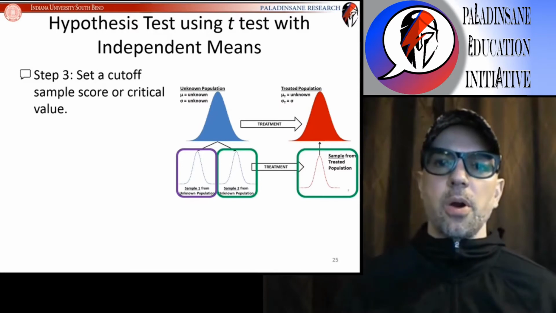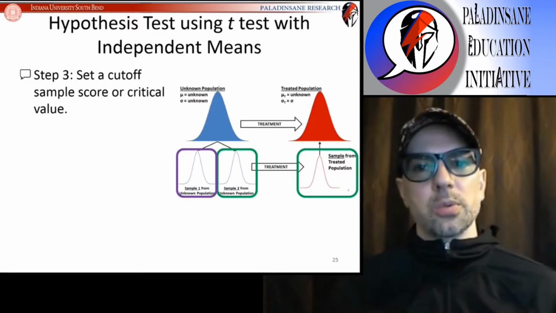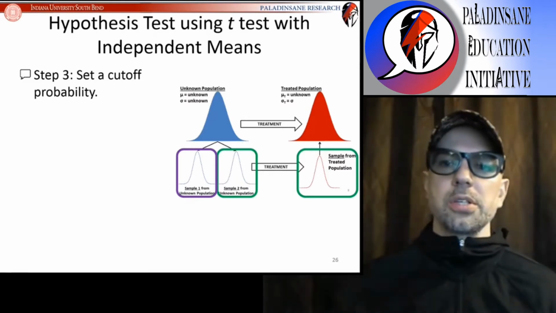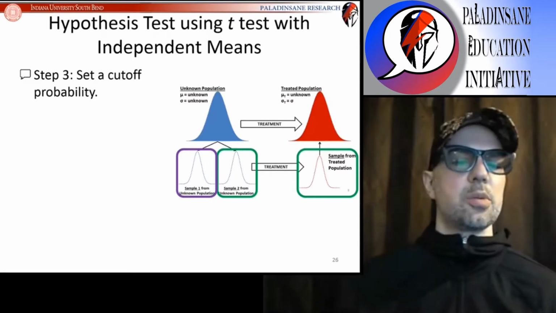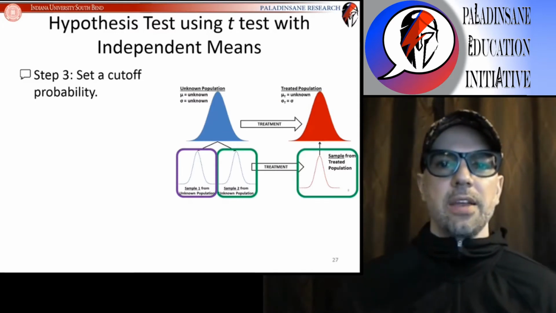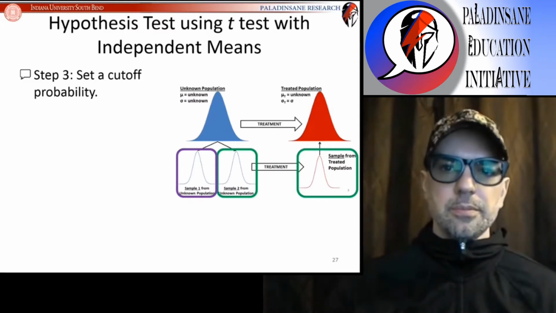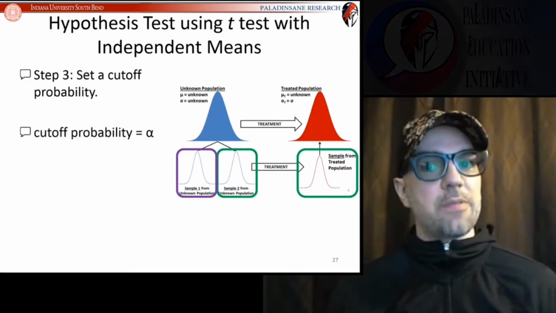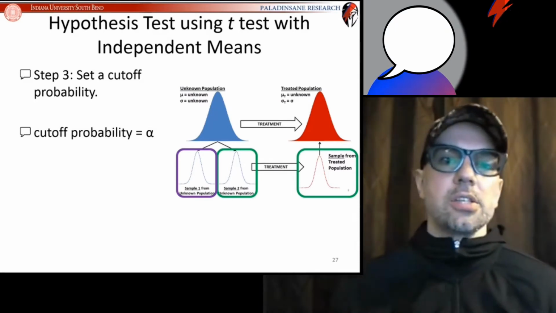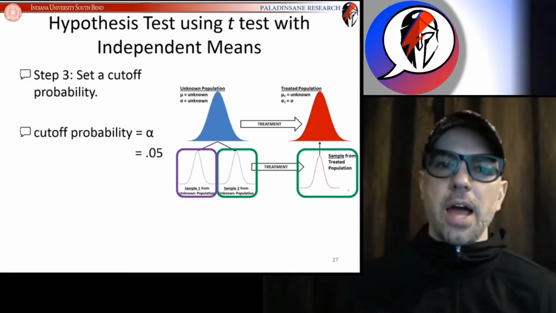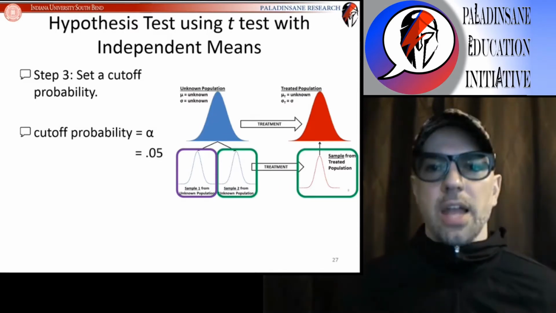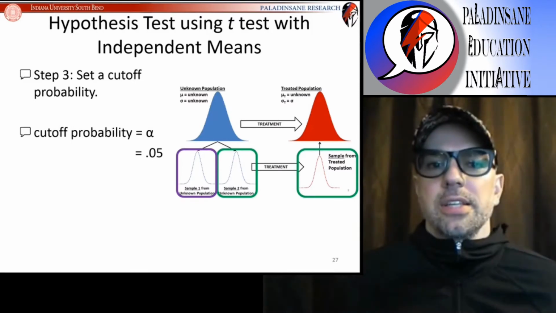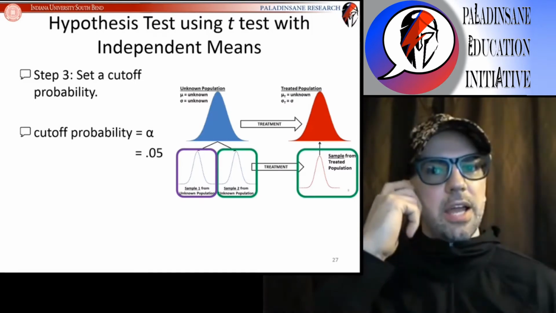However, we are going to move forward with the real world way of doing this, and that is to set a cutoff probability. So your cutoff probability is your line in the sand. And this cutoff probability is very simple to figure out. It is equal to alpha. That's the importance of alpha. Alpha is your cutoff probability. So in this case, we have an alpha level of 0.05. That's our cutoff probability, our line in the sand. We're putting 5% in the tails. That's where our probability lines in the sand are.